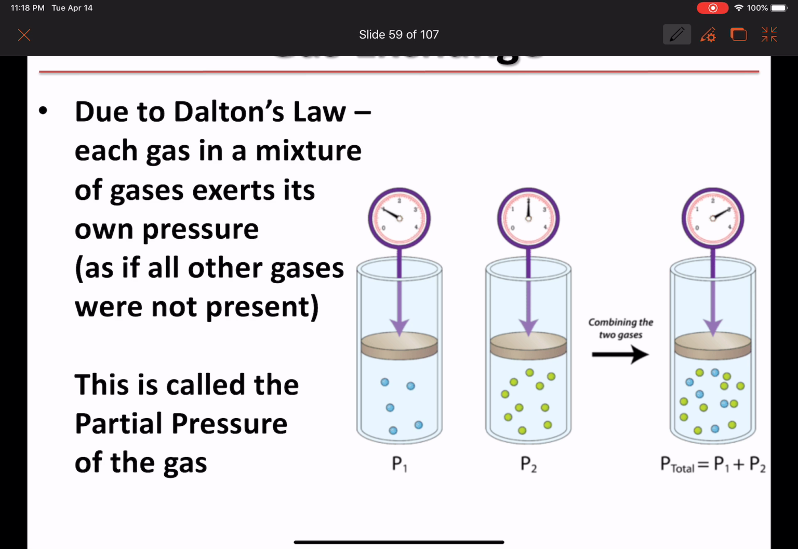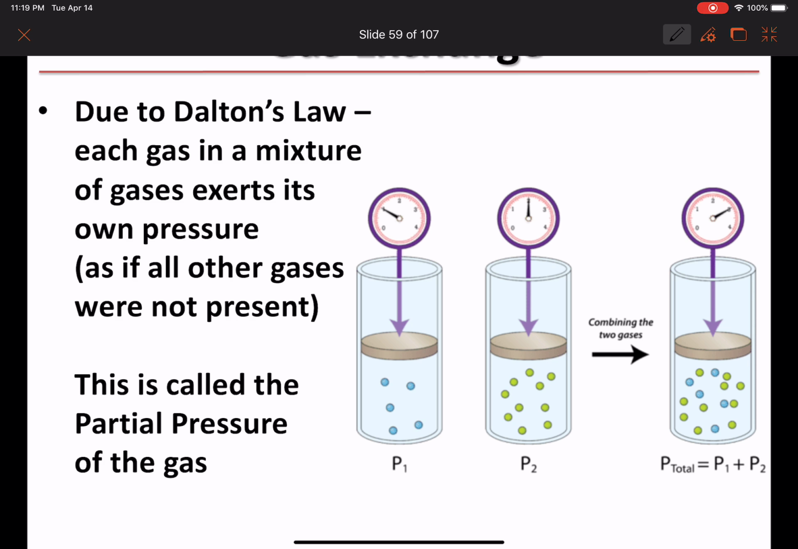And while the overall gas, for example air, will exert a certain pressure, like we said, atmospheric pressure is 760 millimeters mercury, those individual air molecules like oxygen and nitrogen and argon are going to theoretically exert their own pressures. Those pressures will be proportionate to the amount of that particular type of particle in the air. For example, atmospheric air has about 20% oxygen in it. So we said the total atmospheric pressure is 760 millimeters mercury. Well, the partial pressure contributed by the oxygen is going to be 20% of that 760 millimeters mercury, because the air contains 20% oxygen.